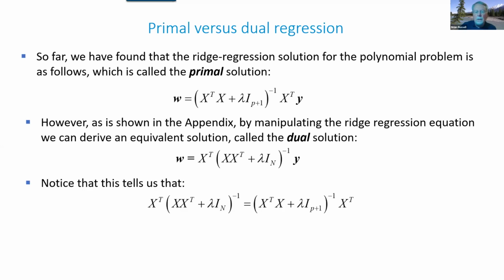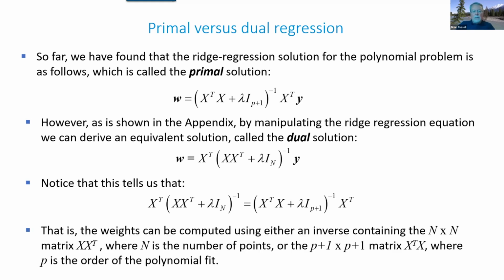Okay, and so notice this tells us that those two forms are equivalent: (X transpose X plus lambda I) inverse, and X transpose (X X transpose plus lambda I) inverse. As I said before, Daniel pointed out he's seen this in several different papers, but the only time I had ever seen this was in Tarantola's book on inversion. So the weights can be computed using either an inverse containing the n by n matrix X X transpose, where n is the number of points, or the p plus 1 by p plus 1 matrix X transpose X, where p is the order of the polynomial fit.